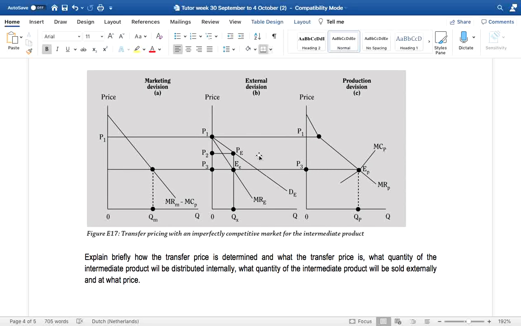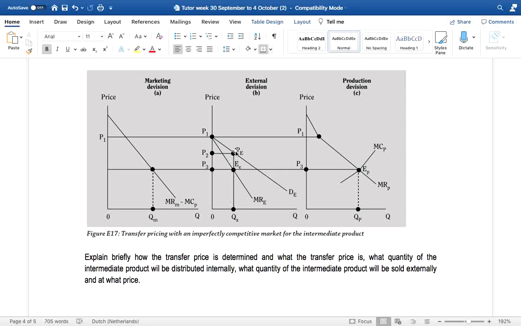So we have our external demand curve there, and then we have our external marginal revenue curve. Remember when we said that firms will always produce an output where MC is equal to MR. So in this case, our P3, our internal price, is equal to our marginal revenue at QX. Remember, P3 is our internal price. It is equal to our marginal revenue at QX at this point. So this means that at QX, this is the external quantity.